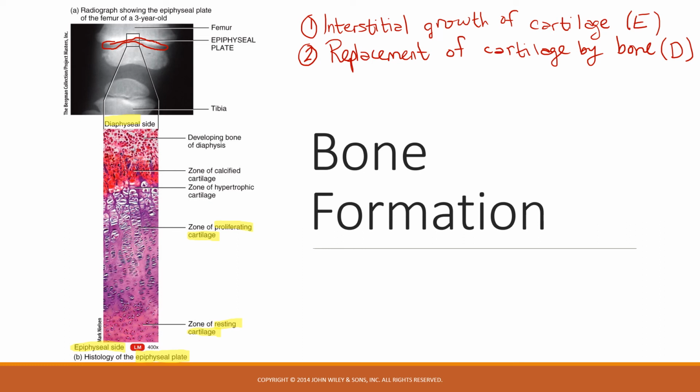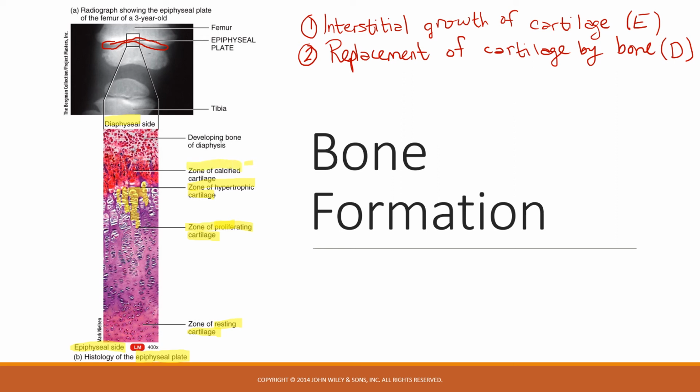So next is the proliferating cartilage zone. And these include chondrocytes that undergo the interstitial growth as they divide and secrete extracellular matrix. The zone of hypertrophic cartilage will be next. And these consist of large maturing chondrocytes that are arranged in columns. So you can kind of see these columns here that are part of the hypertrophic cartilage.